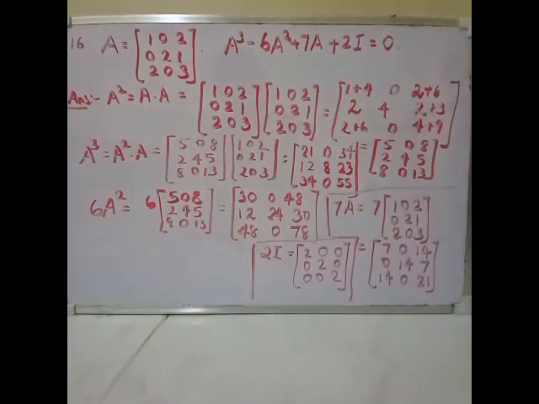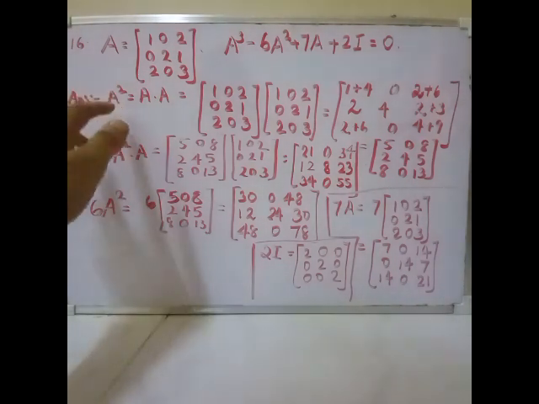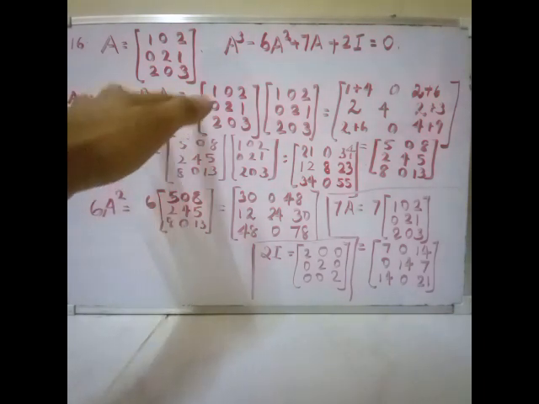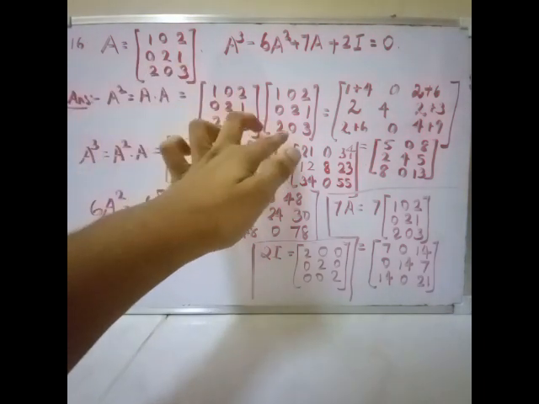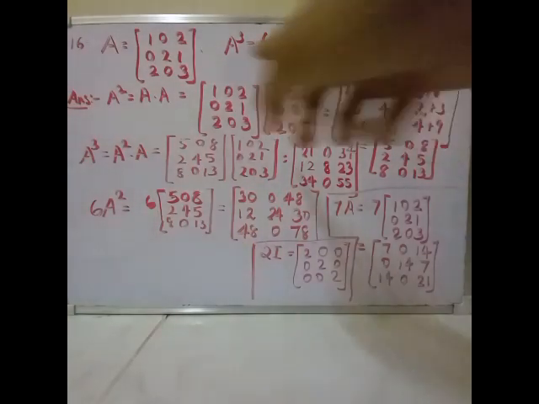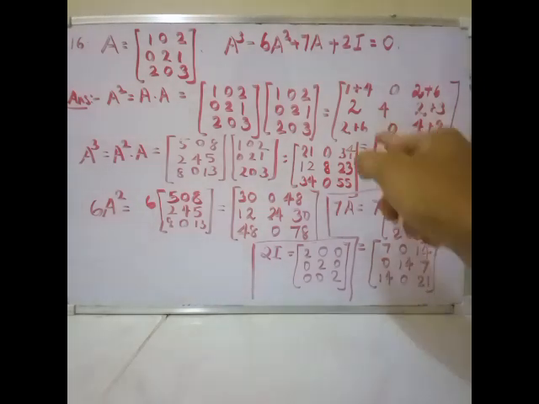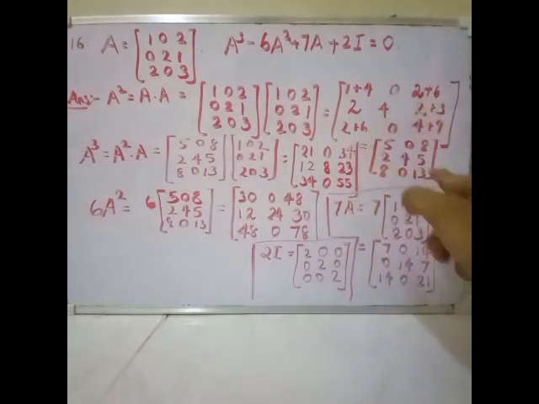So A cubed cannot be found out directly. So first of all, we are finding out what is A squared, and A squared is A times A, right? So I am multiplying the matrix twice, and finally we are getting A squared as this matrix. This is our A squared matrix.